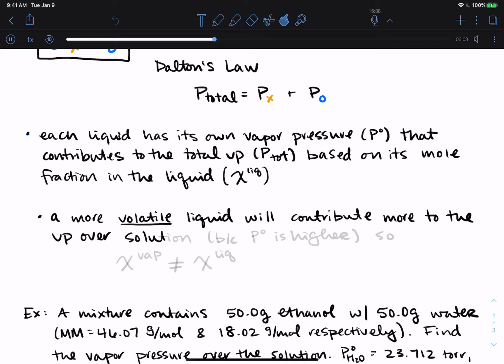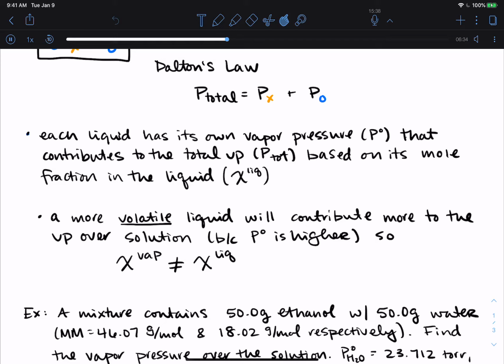And that's because this P0 is higher. So what we will find is that its mole fraction in the vapor is not equal to its mole fraction in the liquid. Okay, so I think the best way to look at the different pieces of this is with an example problem.